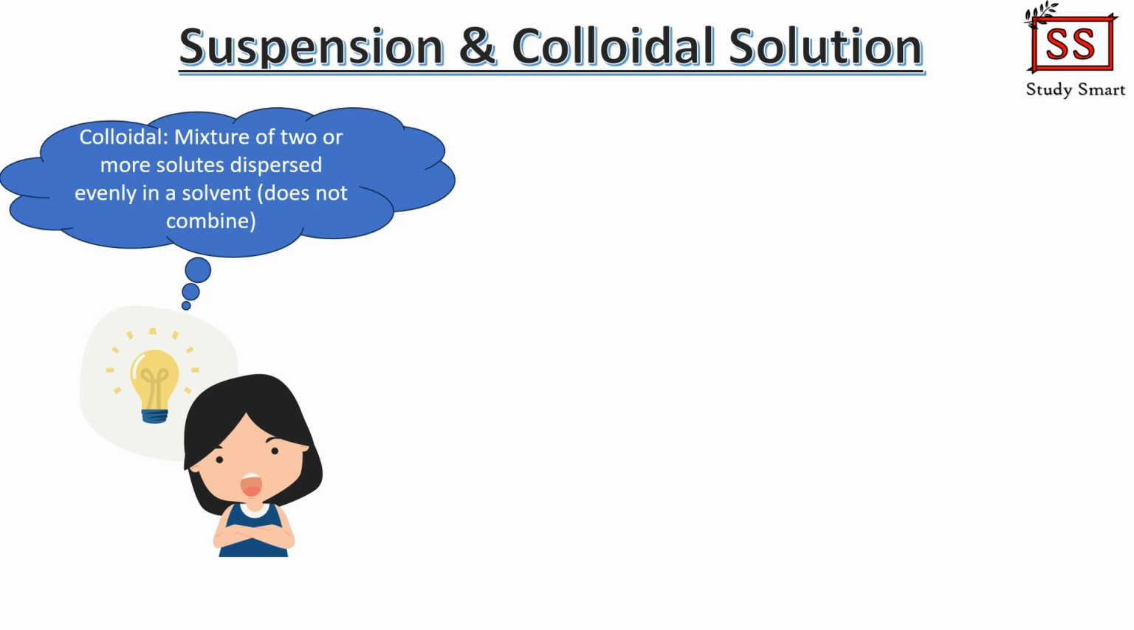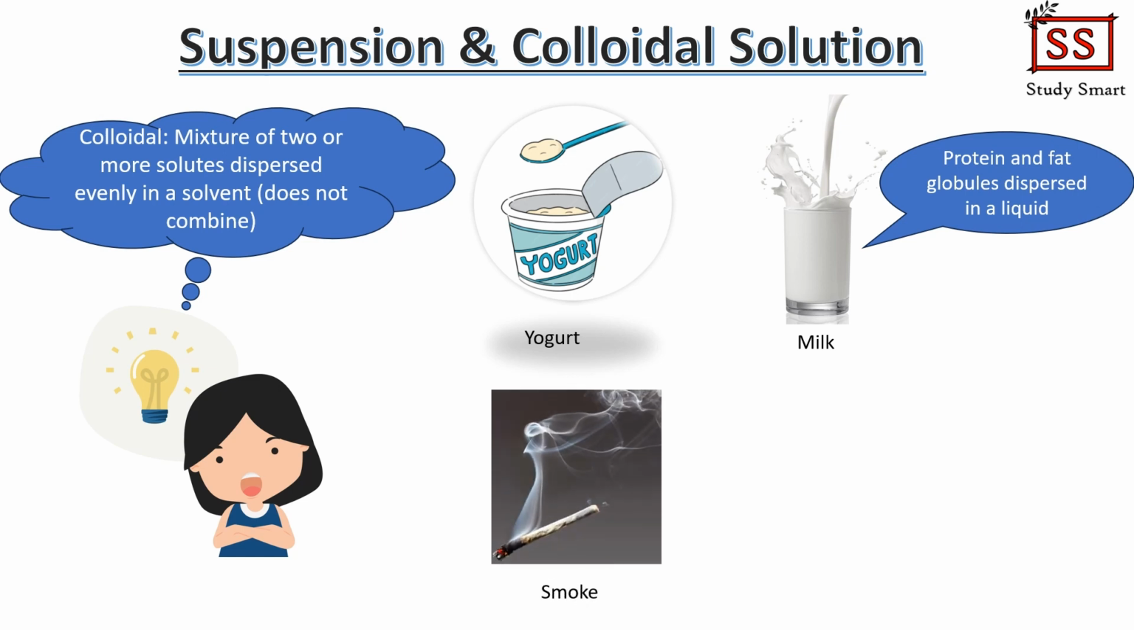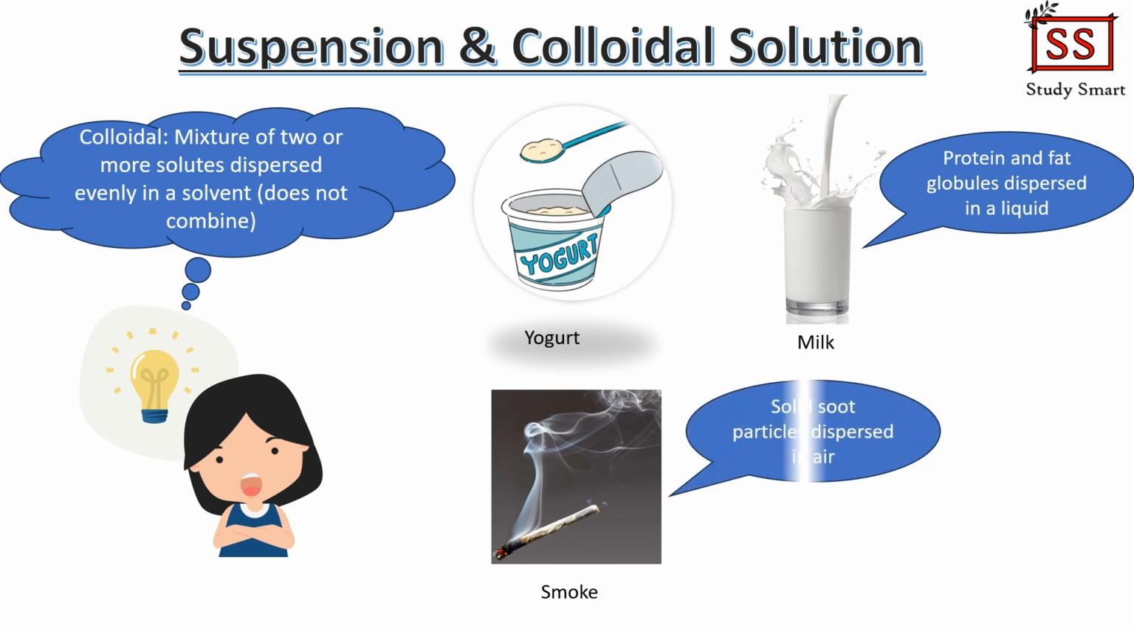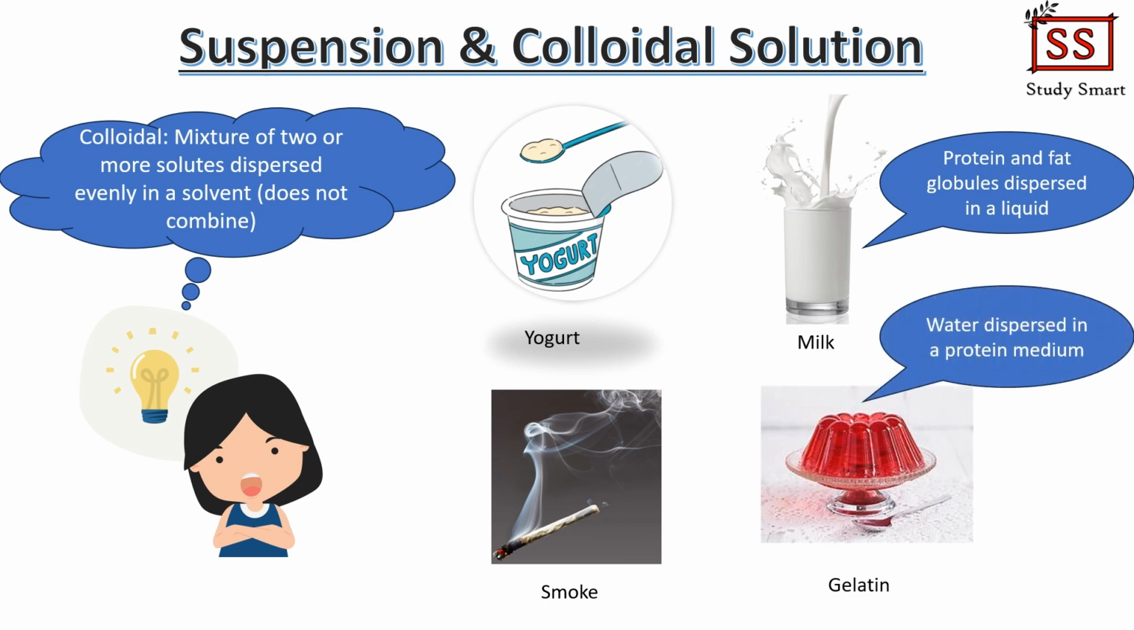Moving on to colloidal solution. Colloidal solution is defined as a mixture of two or more solutes dispersed evenly in the solvent. They do not combine. Example of colloidal solution will be yogurt and milk. In yogurt and milk, the protein and fat globules disperse in a liquid. They do not dissolve in the solvent. Another example of colloidal is considered as the smoke in the air. The smoke will be dispersed evenly in the air but do not combine with the air. And the last example of colloidal solution will be gelatin. In a gelatin, the water disperses in a protein medium.